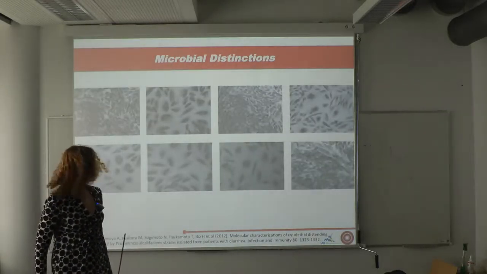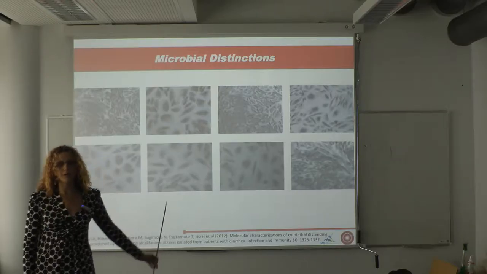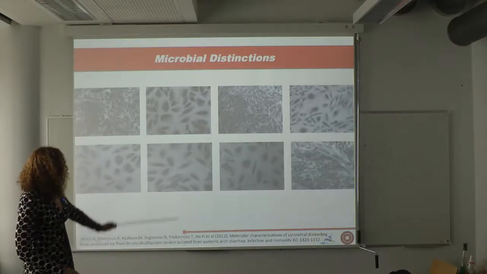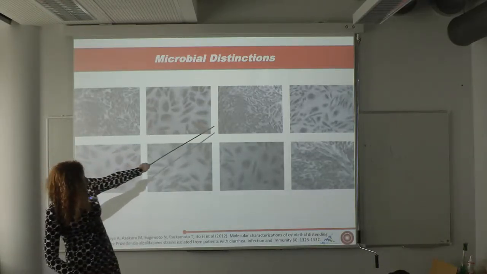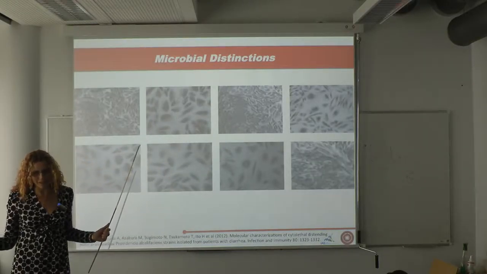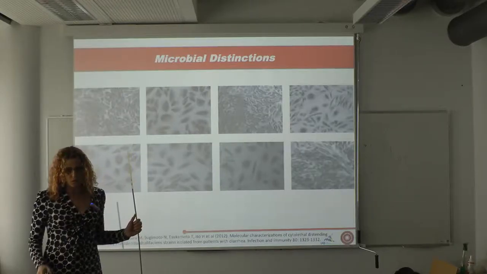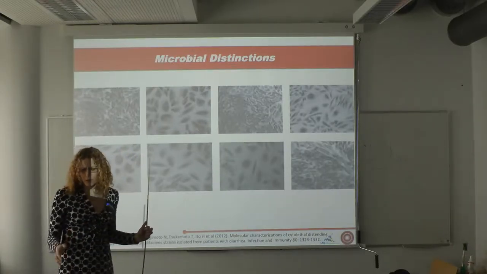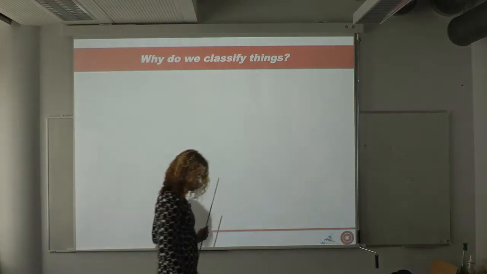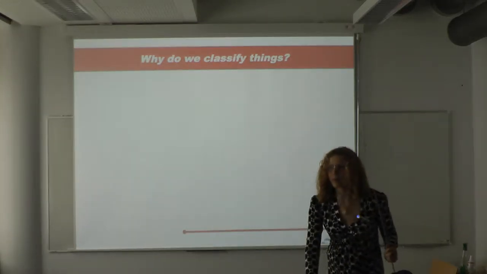And now you get this, right? So these are bacteria. Try to classify those. Is that the large bacteria? Is that the green one? I mean, this gets a little more difficult than that classification. So, why do we classify things to begin with? Any ideas? Why do we care about classification?